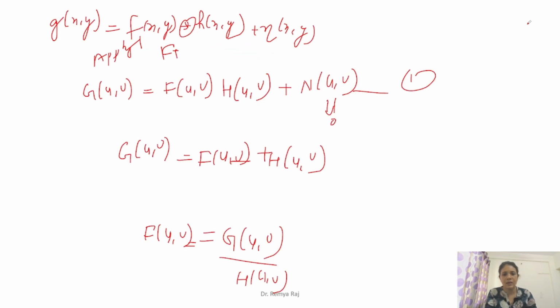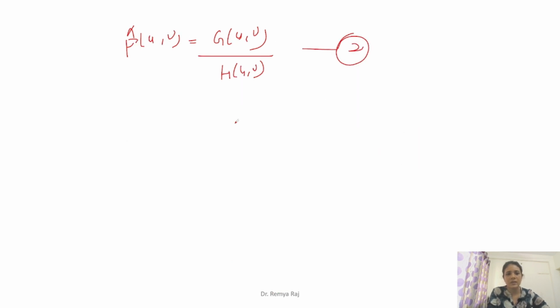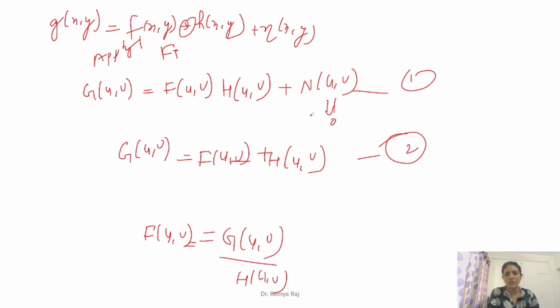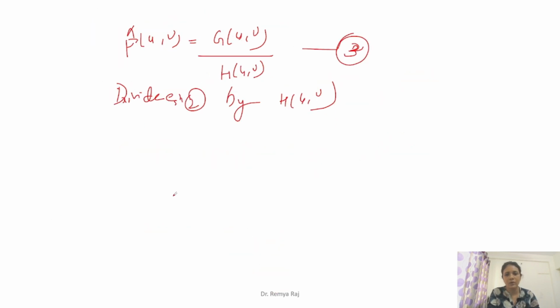So we'll give this as equation number 2 and we'll give this as equation number 3. So now what I'm going to do is divide equation 2 by h of u comma v. When I'm dividing equation 2 by h of u comma v, what am I getting?